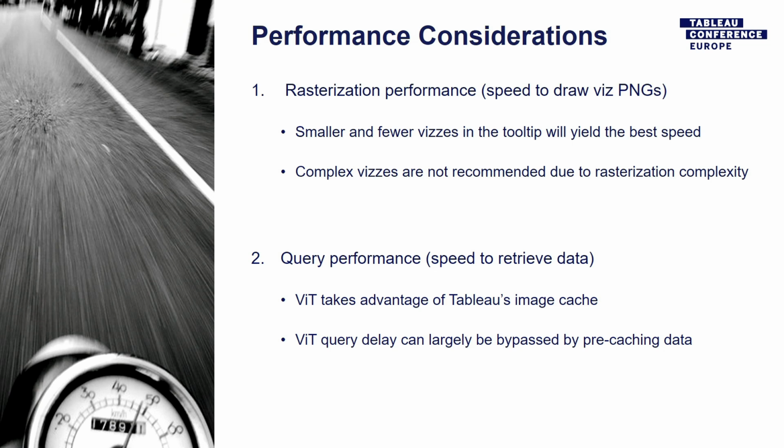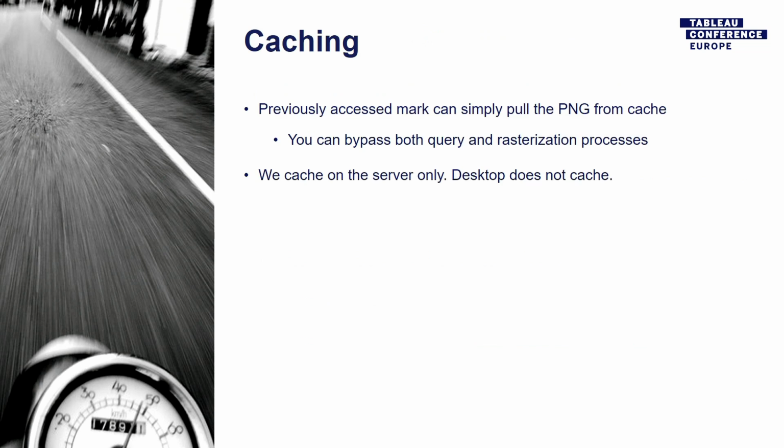Viz in Tooltip takes advantage of Tableau's image cache, so it's very important to know. The query delay can largely be bypassed by pre-caching the data, and that's what Jade showed you earlier, where she hid the sheet that we were going to use in the Viz in Tooltip in the background. Because it was in the background, when we arrived on that sheet or dashboard, it was preloaded, so when we're filtering on this, it's already all in there. We're just taking an image and then filtering that image. On caching, a previously accessed mark can simply pull the PNG from the cache. So if you've used that mark previously, you can reuse it very quickly, and that will bypass both the query and the rasterization process because it's already been done. Caching is only on the server, so if on desktop you feel that it's a little bit slower than on server, that's normal. It's because we don't do caching on desktop.